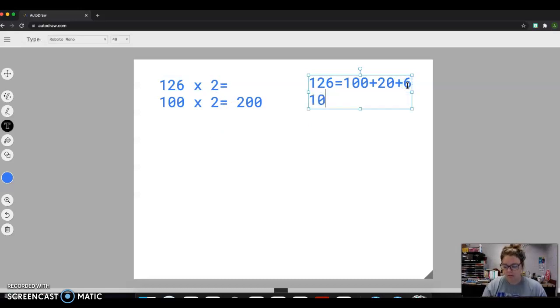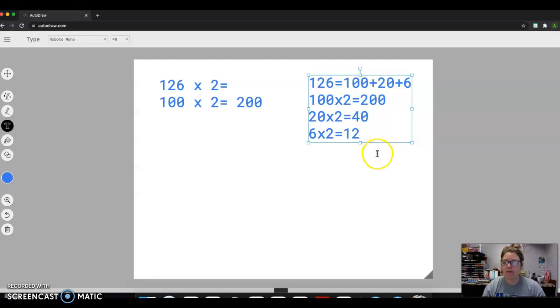We can say 100 times 2, and that is 200. We could do 20 times 2, and the basic fact here is 2 times 2, which is 4, and that'll be 40. Okay, so we have our 1 0. Okay, and then we can do 6 times 2, which we know is 12.